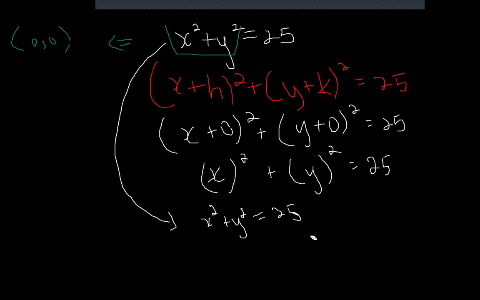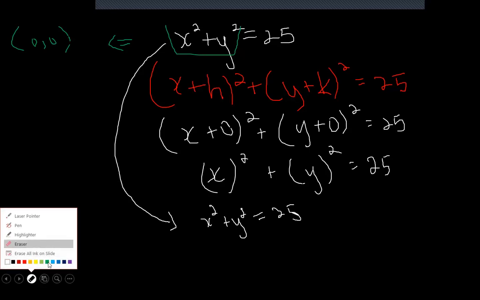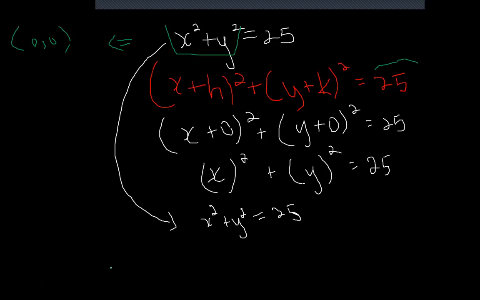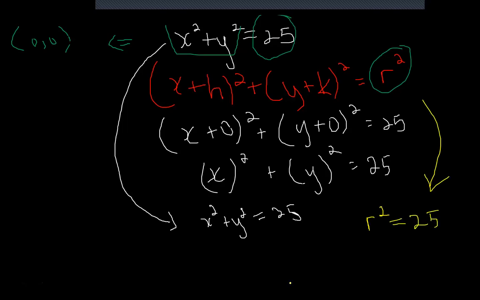But the radius is still the same. This right here is supposed to be r squared. r squared remains r squared. This is still my r squared. So if r squared, just like before, if r squared is equal to 25, that means that r has to be equal to 5. r is equal to 5. You good with that?